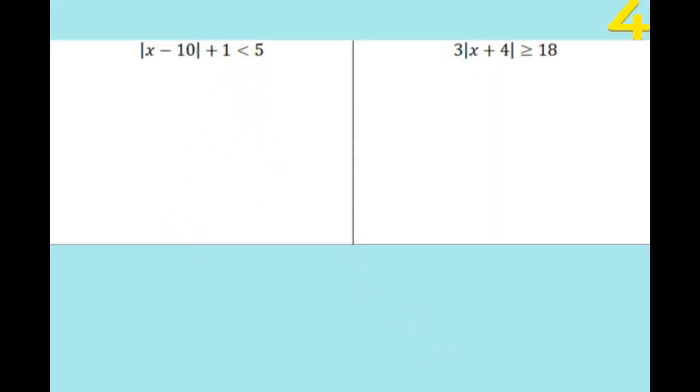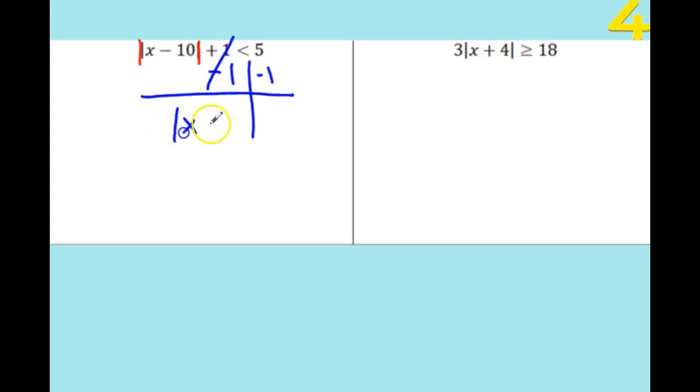Last two, gotta be careful on these ones. Our absolute value is not by itself. So let's get it by itself. You can't talk about what you're going to put in the shower to come out clean until we have the shower all by itself. So clean up our bathroom, get rid of this positive 1 by subtracting 1.